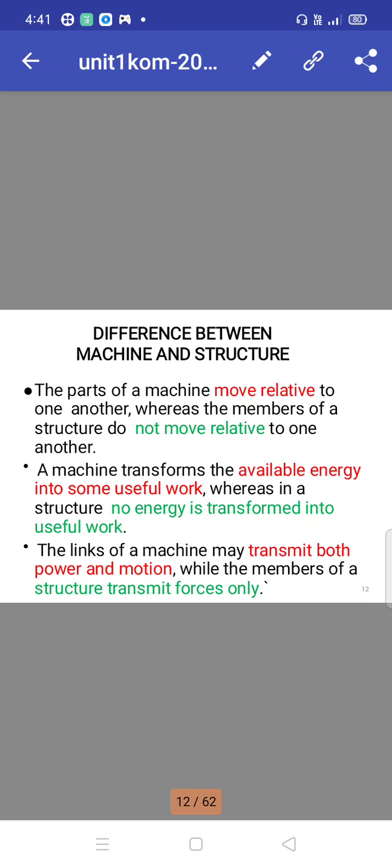So, the difference between machine and structure. The parts of a machine move relative to one another, whereas the members of a structure don't move relative to one another. So this is the difference between a machine and a structure. A machine transforms energy into some useful work, whereas in a structure, no energy is transformed into useful work. The links of a machine may transmit both power and motion, while the members of a structure transmit force only.